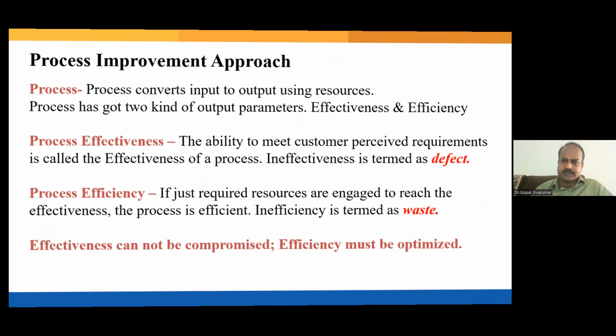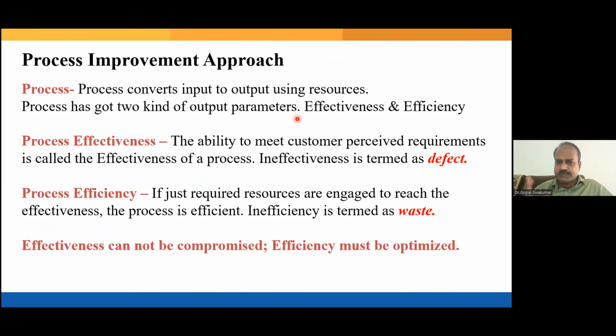So process has two parameters. One is effectiveness, another one is efficiency. First of all, what is a process? Process means a set of activities performed under specified conditions by which you convert all the inputs into desired form of outputs.